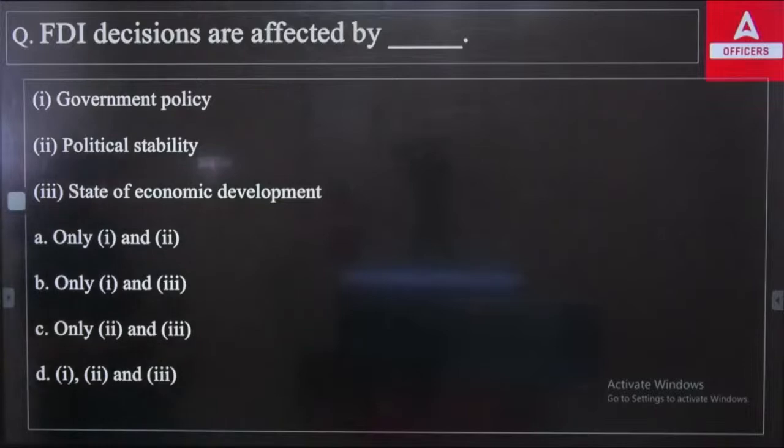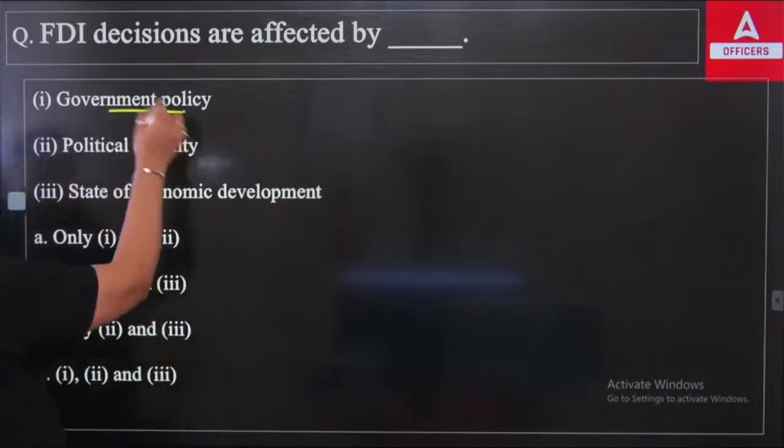FDI decisions are affected by. So let me know which of the following is correct. Okay, so the right answer is all of the above.